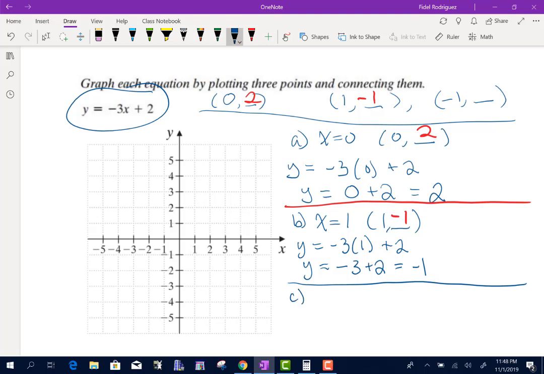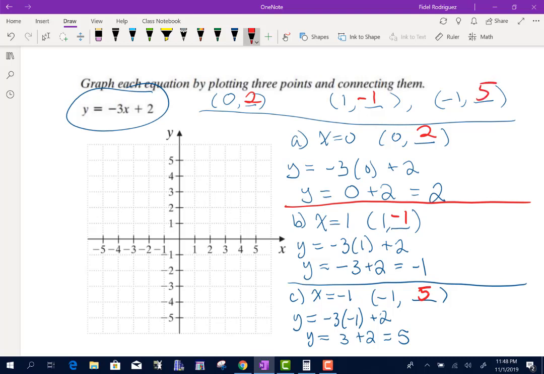Okay. So for my part C here, x is equal to negative 1, because we have the point negative 1, comma, blank, right? So I'm going to write it out. y equals negative 3 times negative 1 plus 2. Negative 3 times negative 1 is a positive 3. Positive 3 plus 2 is the number 5. Okay? That one is 5.